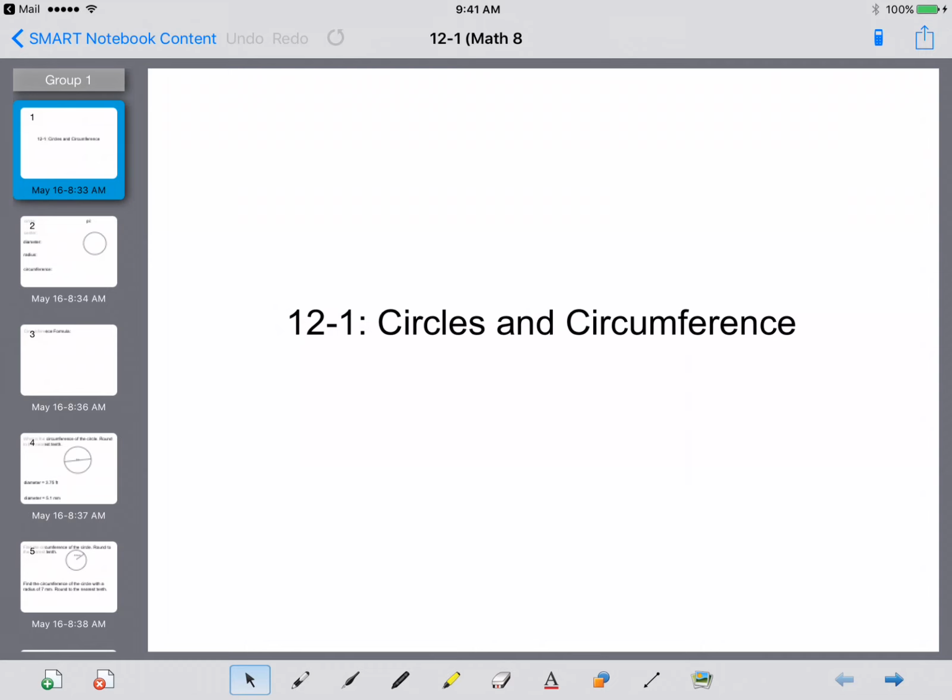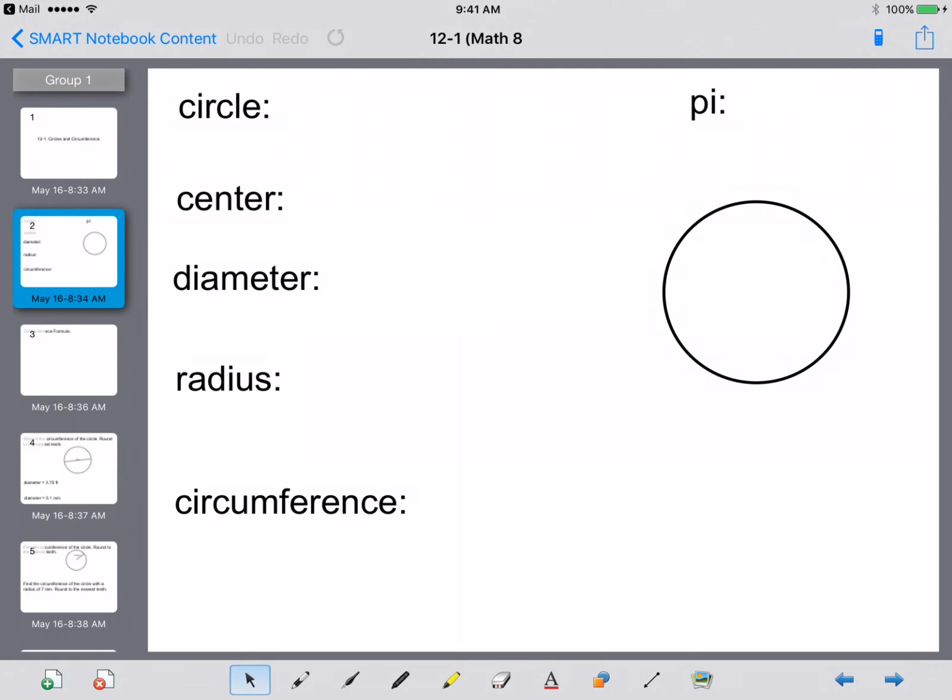Welcome to the final chapter of Math 7. Today we're going to be going over Chapter 12, Section 1, Circles and Circumference.